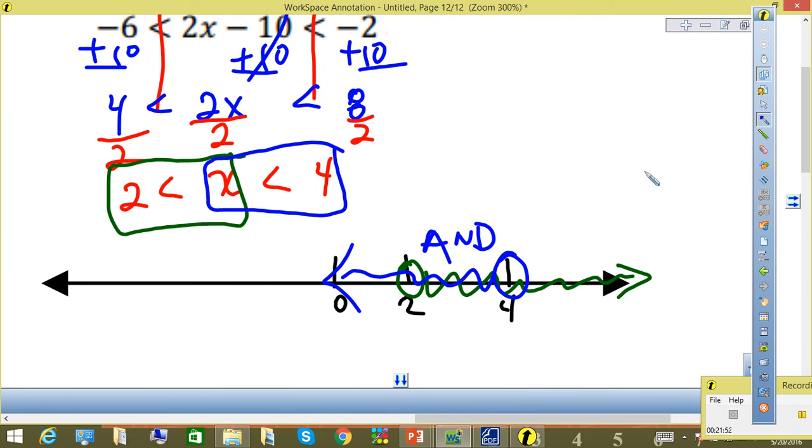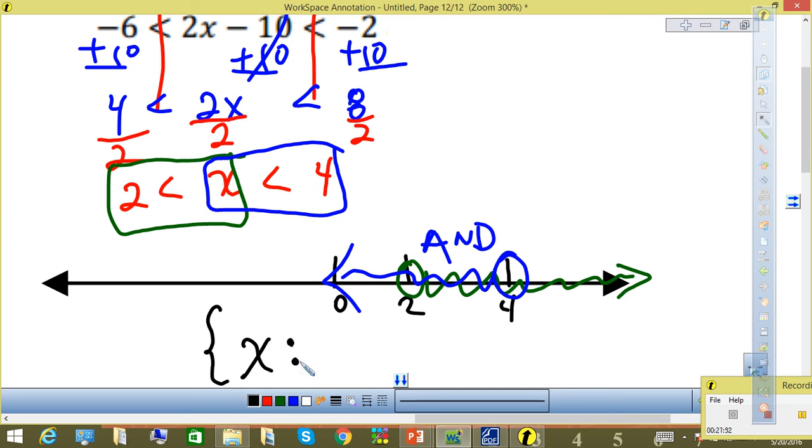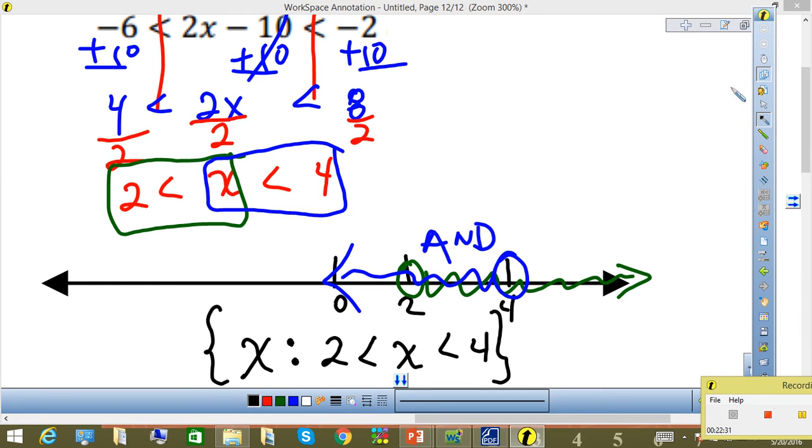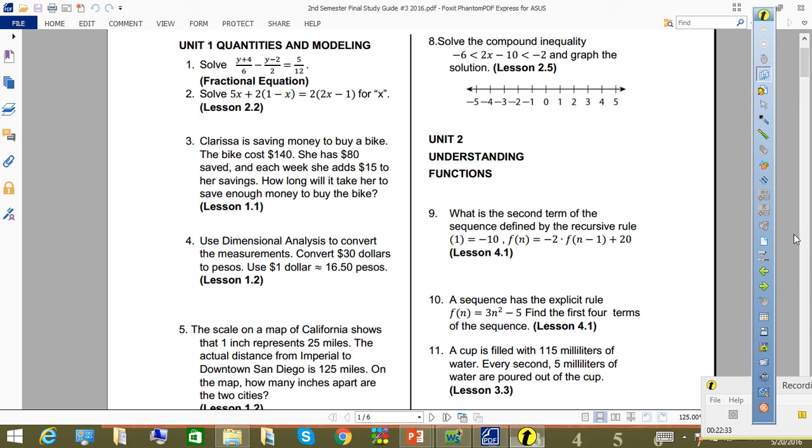Go here. Solution set. X such that 2 is less than x less than 4. Thank you. Yes? All right, that was number 8. Let's go to number 9. Number 9. That was funny. All right, let's go to number 9.